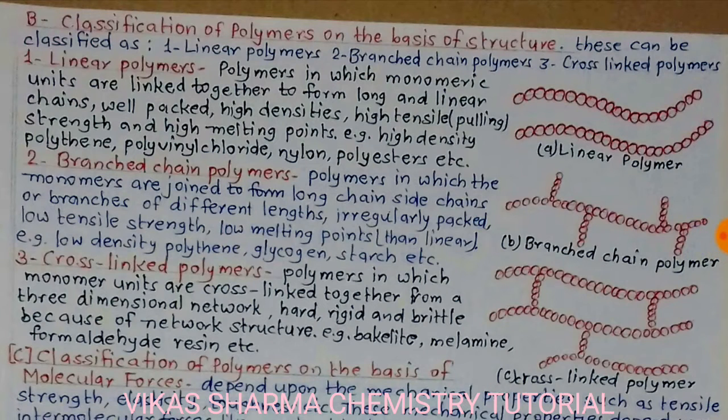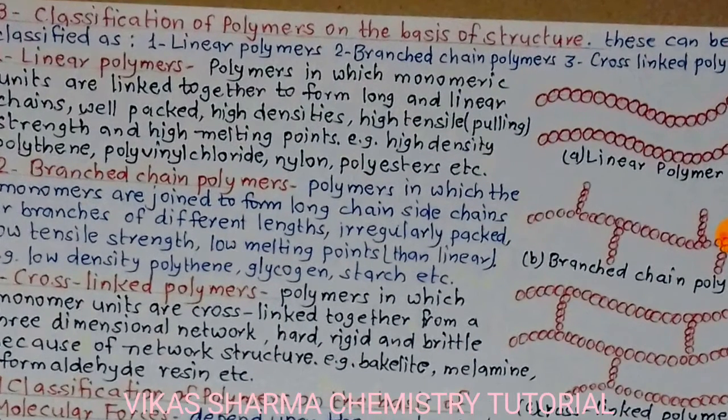Students, the second category is classification of polymers on the basis of structure. These can be classified as linear polymers, branched chain polymers and cross-linked polymers. First we take linear polymers.